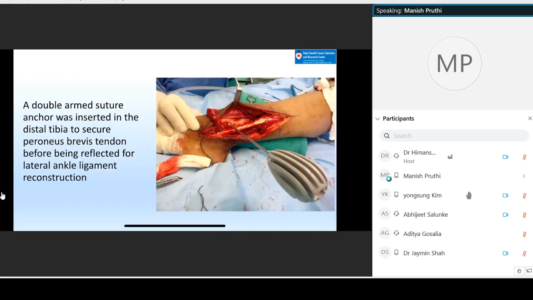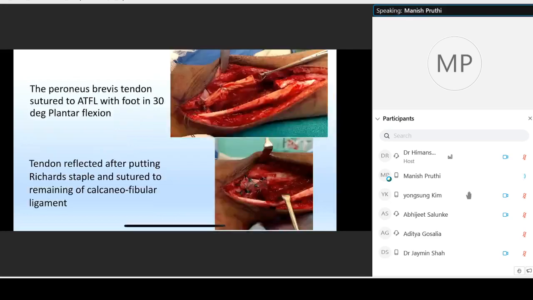Then we place a suture anchor around 1.5 centimeters from the ankle joint, and the peroneus tendon is sutured to this suture anchor. During resection, you can see we have tagged the anterior talofibular and the calcaneofibular ligaments. First, we suture to the anterior talofibular ligament with the foot in 30 degrees of plantar flexion.